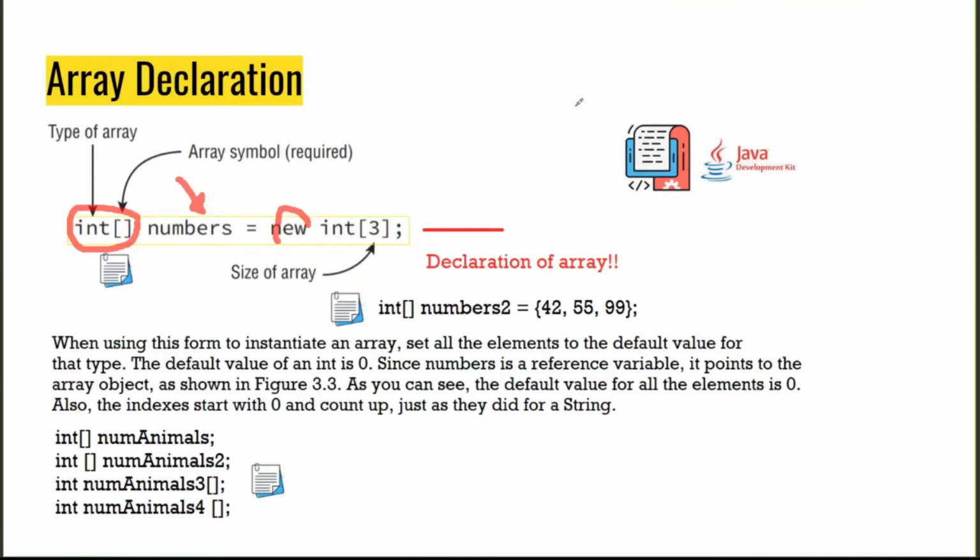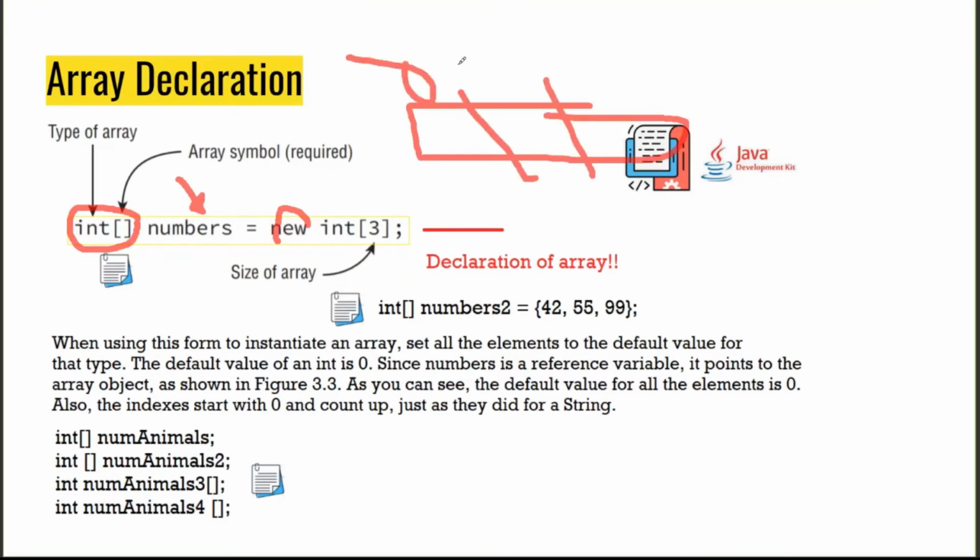Jamil, in this array we'll have three blocks: 0, 1, 2. Got it? But here we don't have values, right? So in array, if you don't give any value, it will take default values. You have to remember it. For integer, 0, 0, 0. For string, null, null, null. For float, 0.0, 0.0, 0.0. For Boolean, false, false, false.